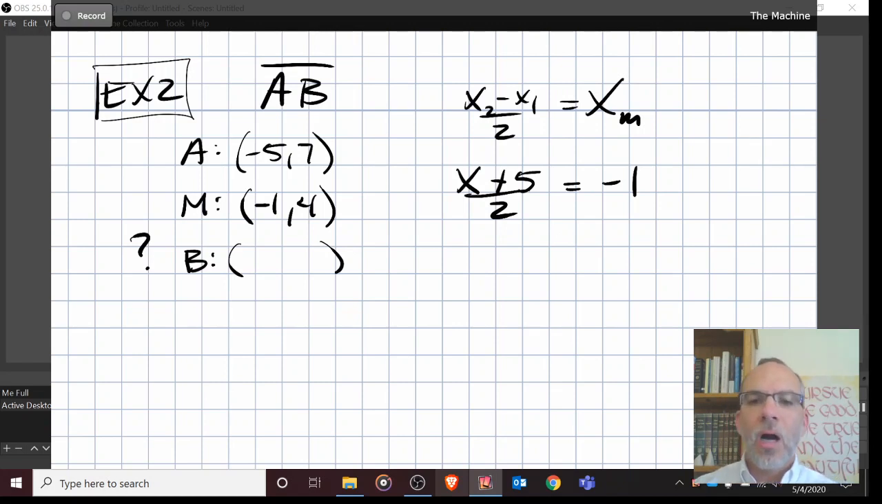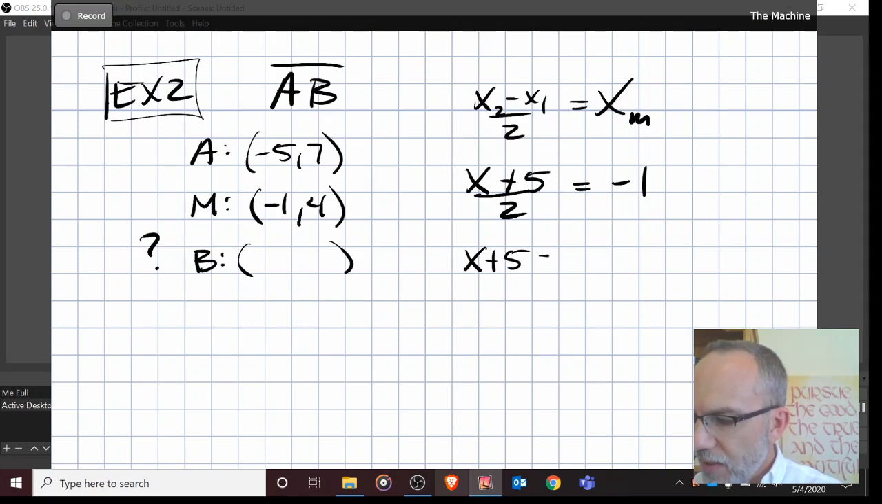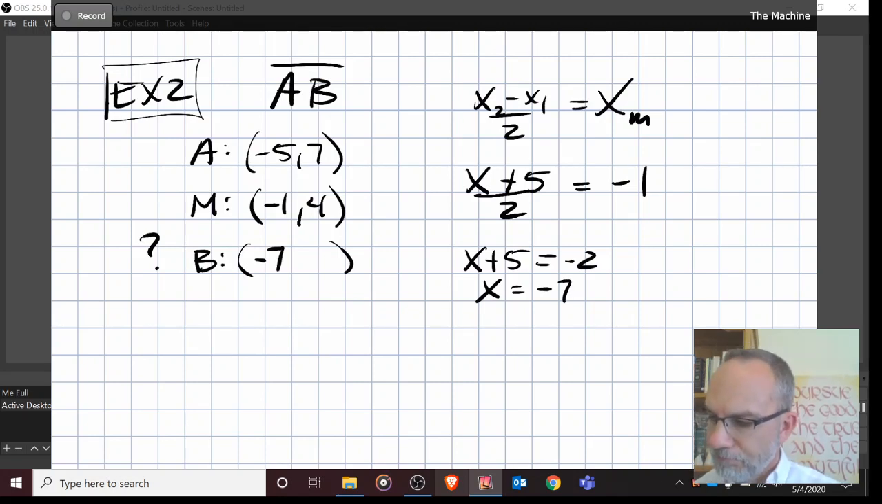So now, solve this for x. Well, I'm going to multiply both sides by 2. So x plus 5 is equal to negative 2, and then I just solve that for x by subtracting 5. X is equal to negative 7, so negative 7 goes in there. And negative 7 plus negative 5, negative 1.